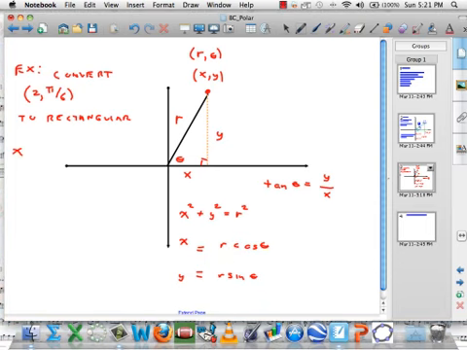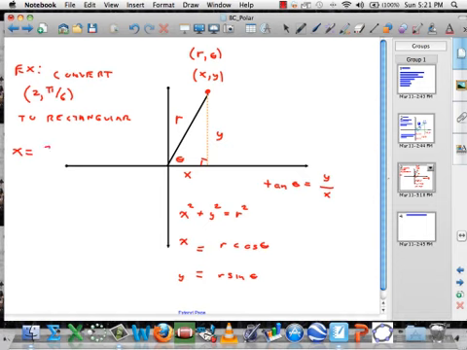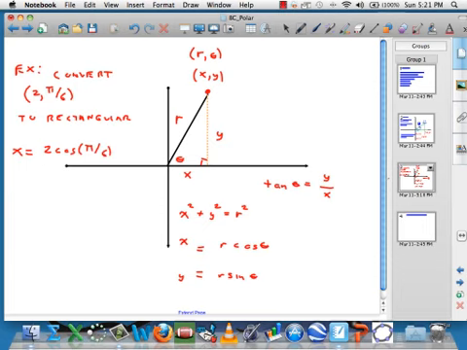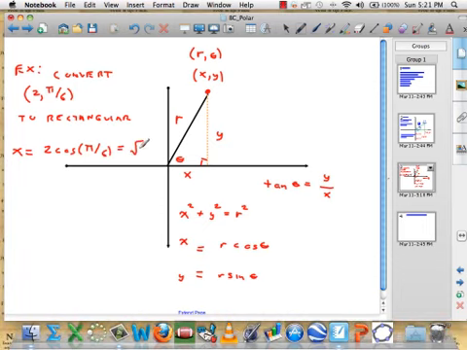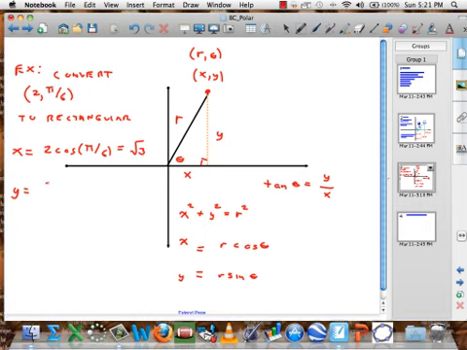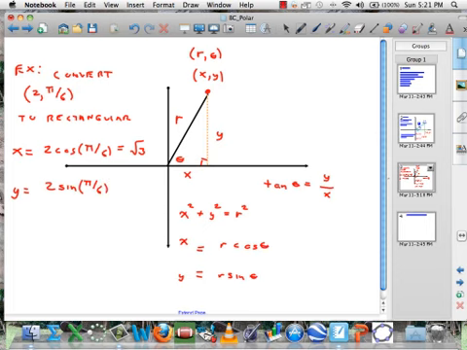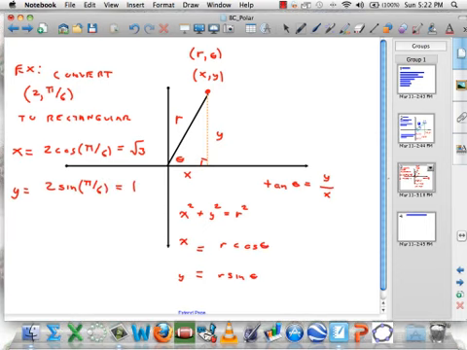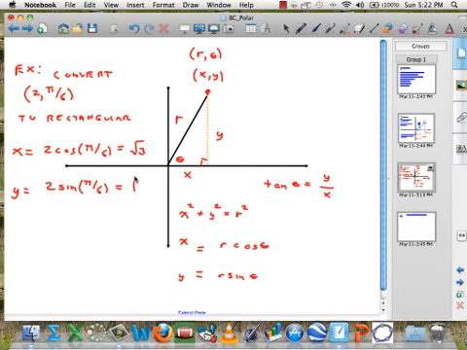The x coordinate is going to be r, which is 2, times the cosine of pi over 6, which is the square root of 3 over 2. So the x coordinate of that point will be square root of 3. And the y coordinate is going to be 2 times the sine of pi over 6. So 2 times 1/2, which is 1. So the xy coordinates of 2 pi over 6, which are polar, would be square root of 3, 1.